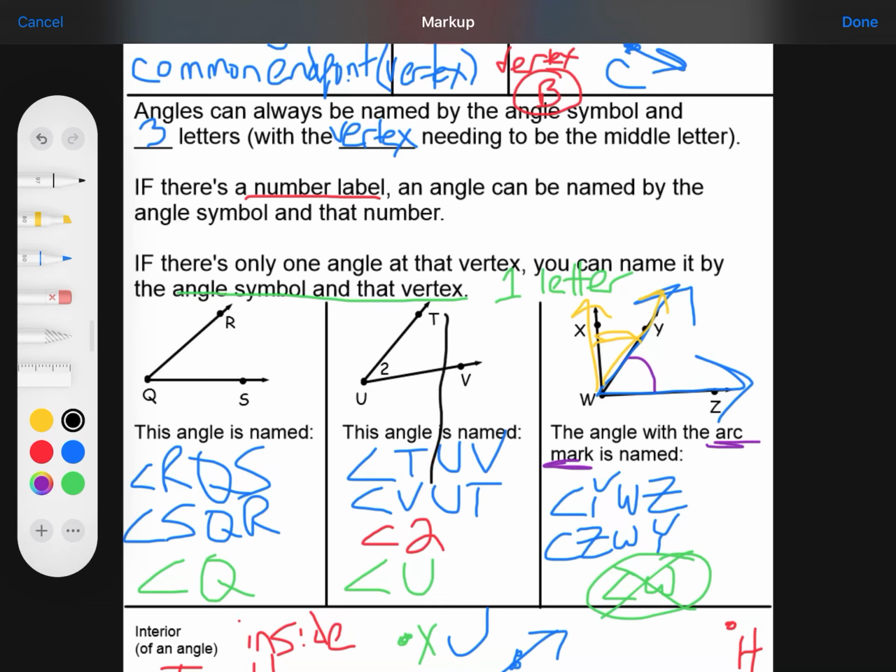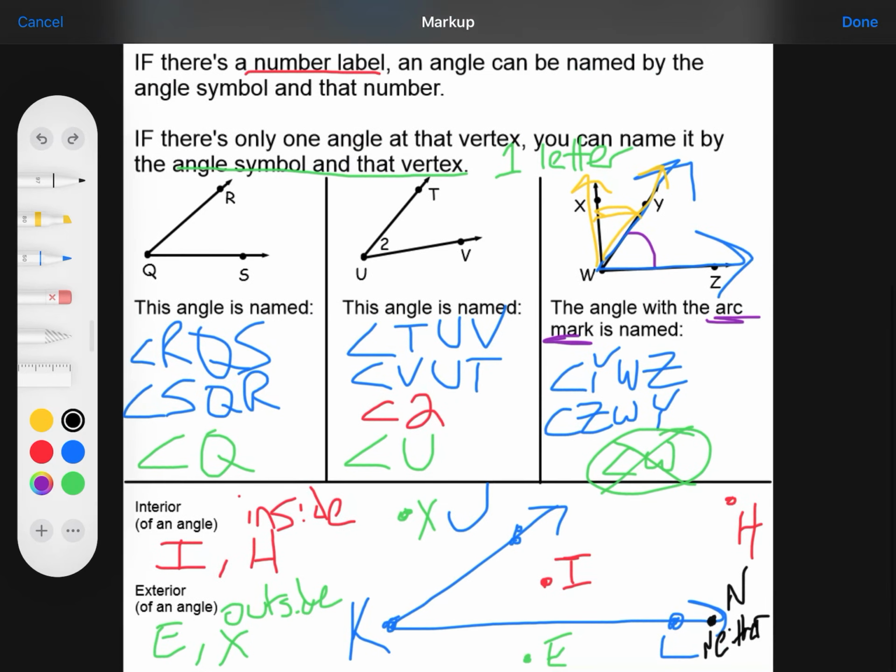And then the last skill you need to know is, can you tell me which points are inside and which points are outside, which points are interior, which points are exterior? And sometimes they'll be neither. Points don't have to be exterior, interior. Like N is neither, J, K, and L are neither. If they're touching the rays, they're neither interior nor exterior.